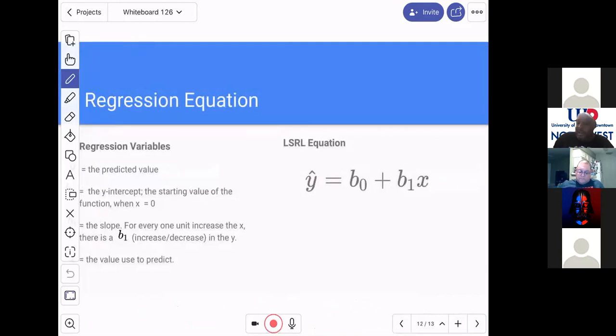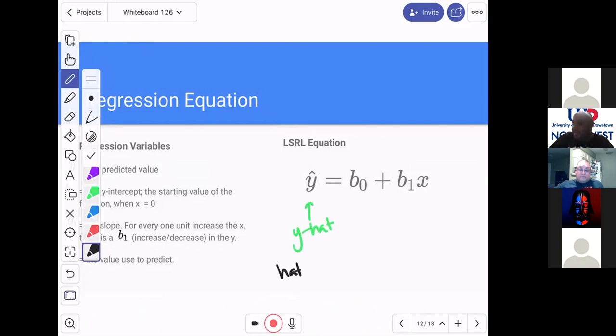This variable right here is called y hat. It has a hat above it. This is called y hat. When you see a hat above something, a hat means it is a prediction. It is a prediction or an estimate of something. That's called y hat.